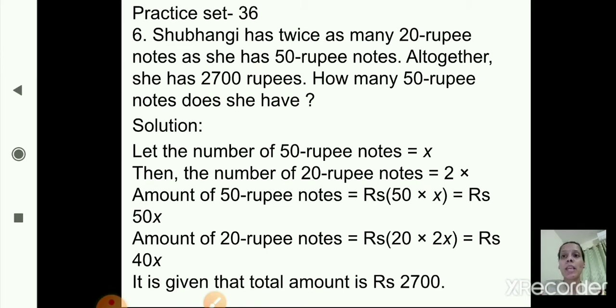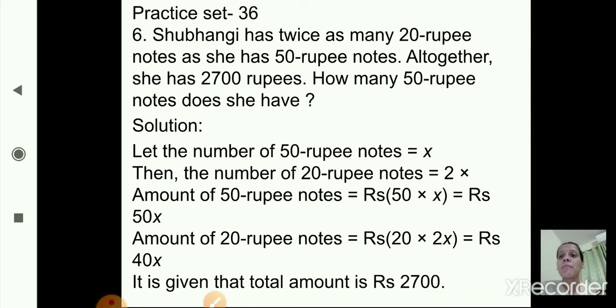Shubhangi has twice as many 20 rupees notes as she has 50 rupees notes. Altogether she has 2700 rupees. How many 50 rupee notes does she have? Now this is also a word problem based on an equation in one variable. So in the solution, first we will consider. Once again we will read out the question.